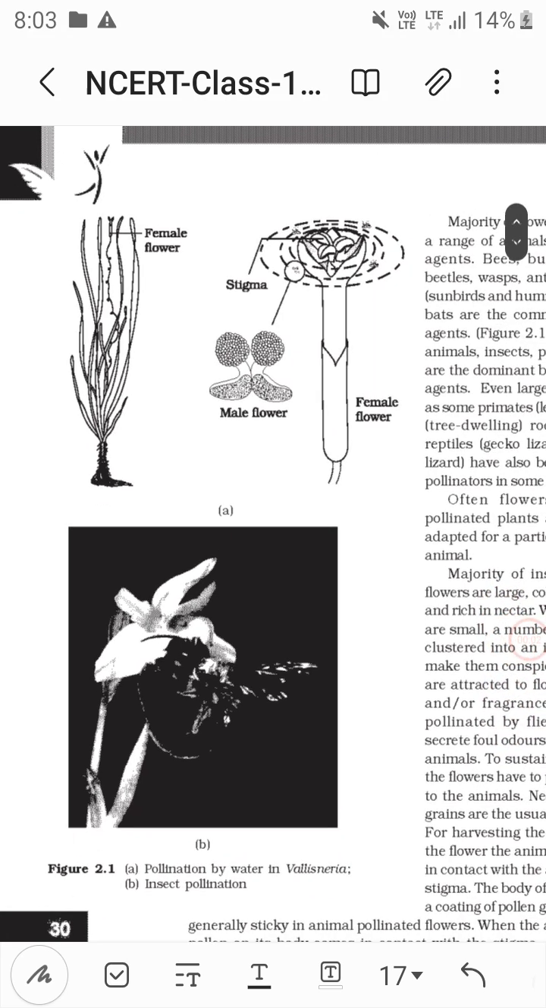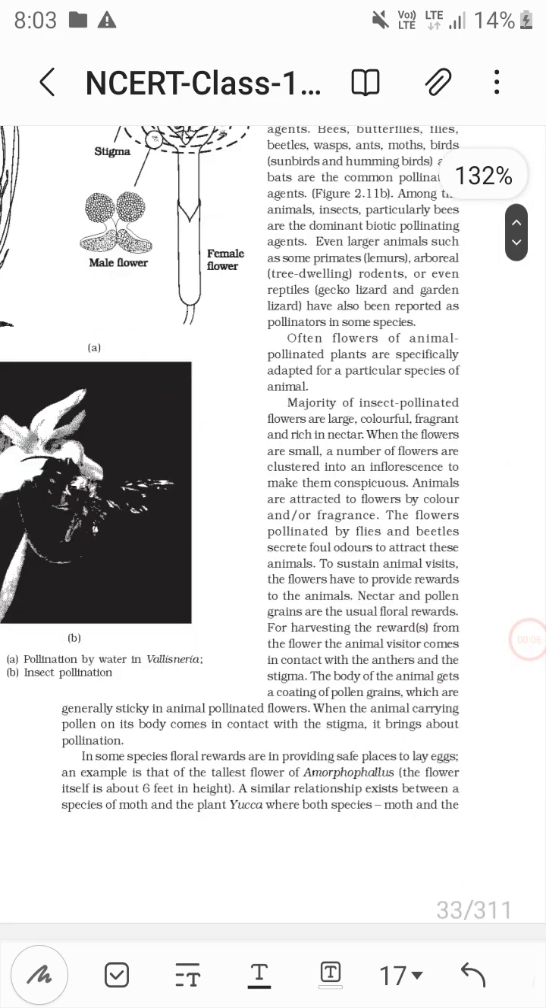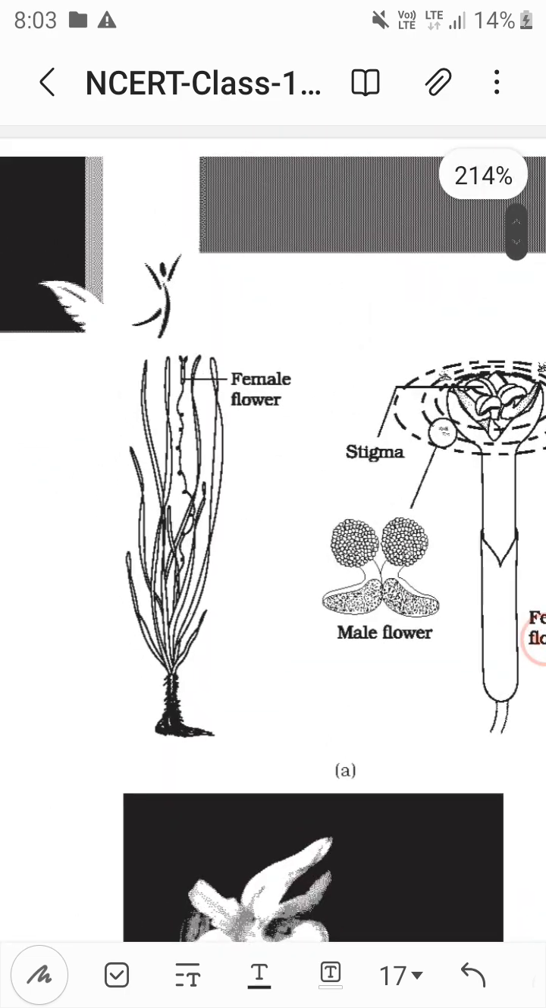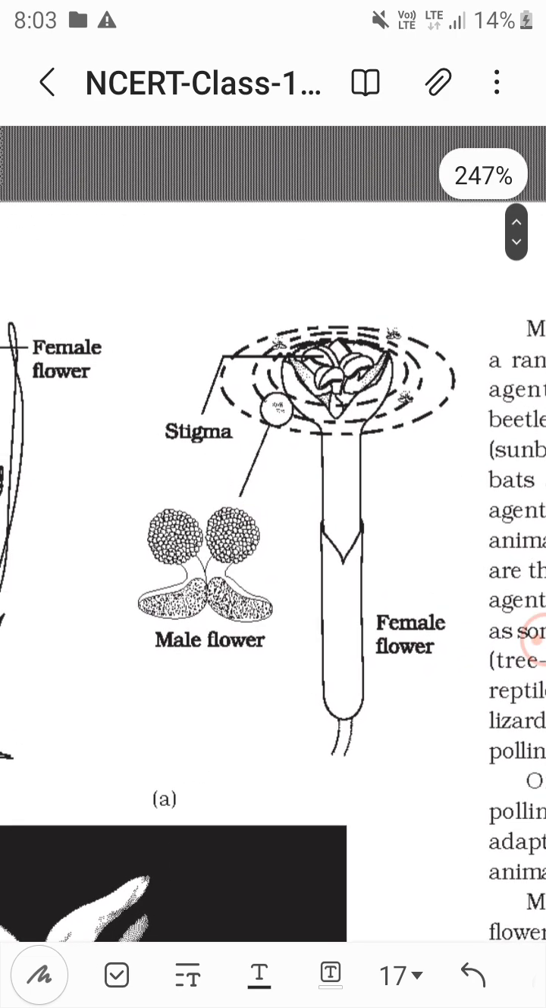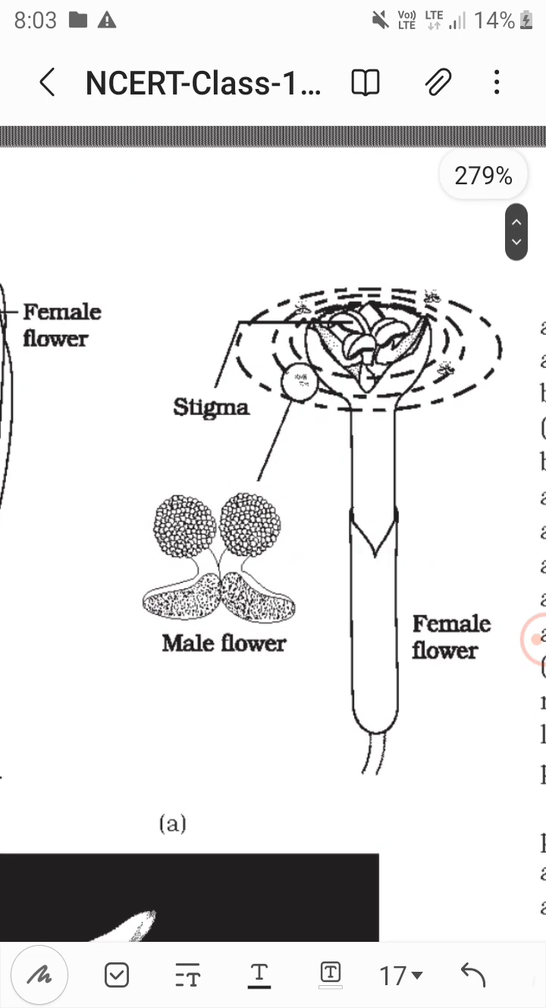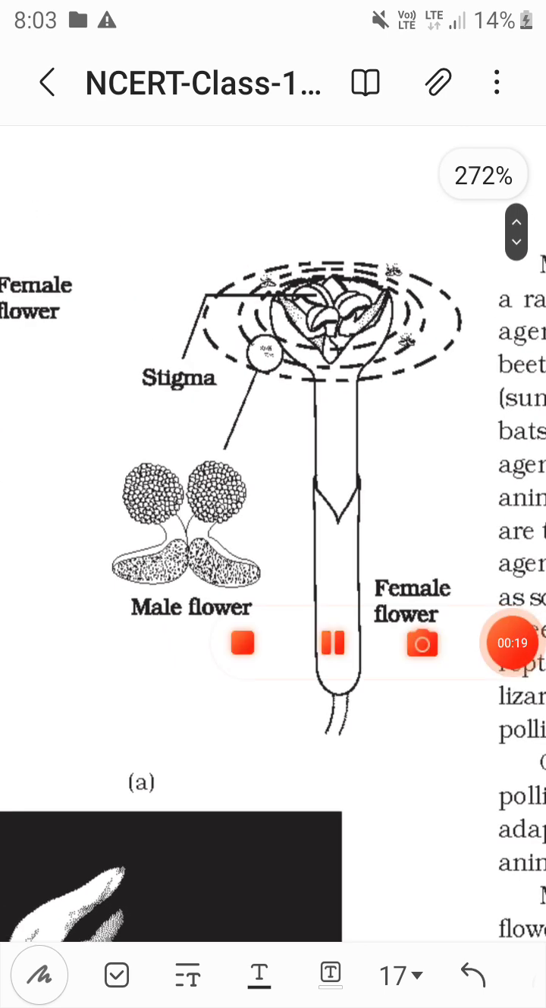So pollination by water in Vallisneria, you see in the first diagram. Then second is insect pollination. Now in the first diagram it is male flower and there is stigma and male flower, then female.